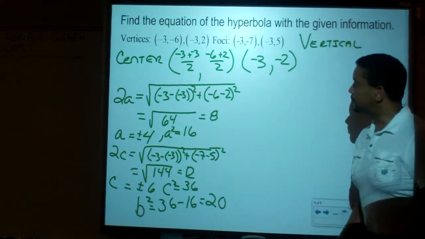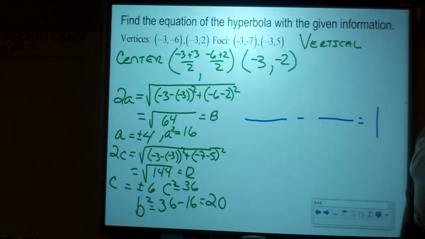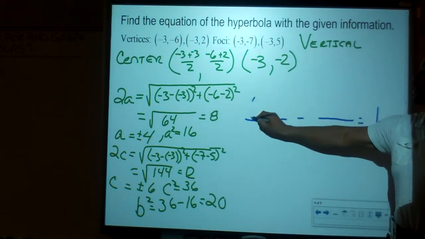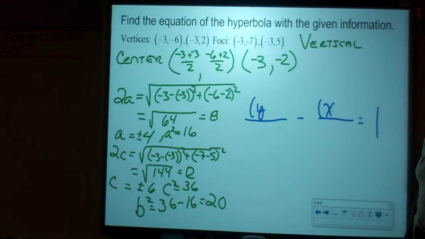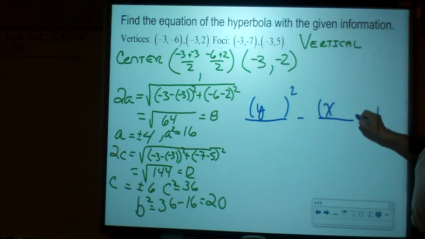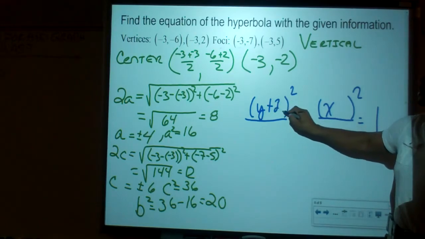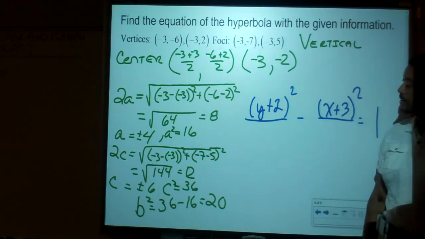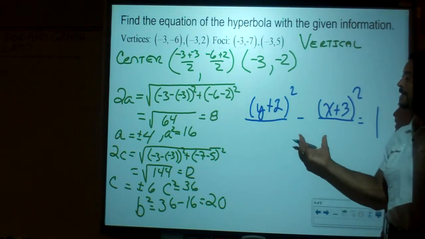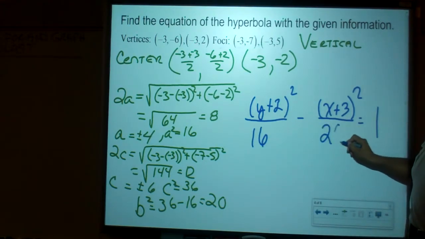So using the information we've got here, we know it's vertical, so we know that our y term is going to come first, our x term is going to be next. This is going to be plus 2 because this is going to be our k, and it's going to be plus 3 because there's our h. And remember, a squared is always the first one of these, so it's got to be 16 there and 20 there.